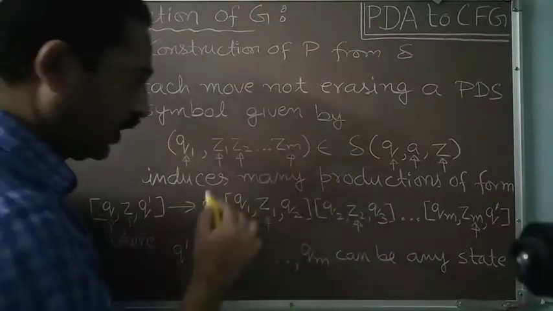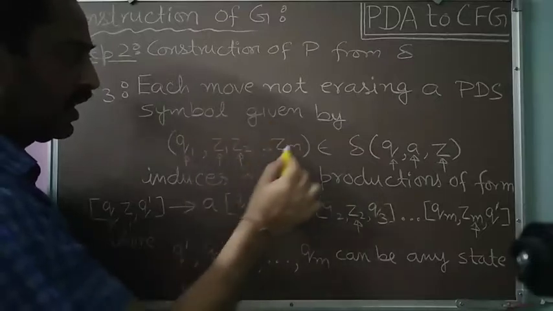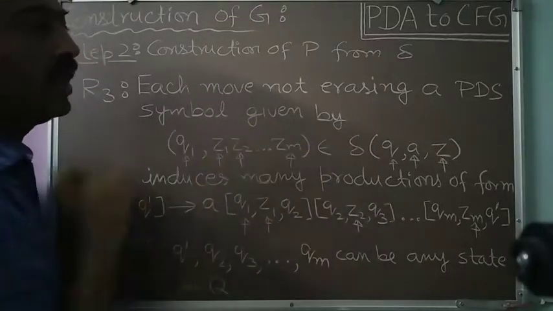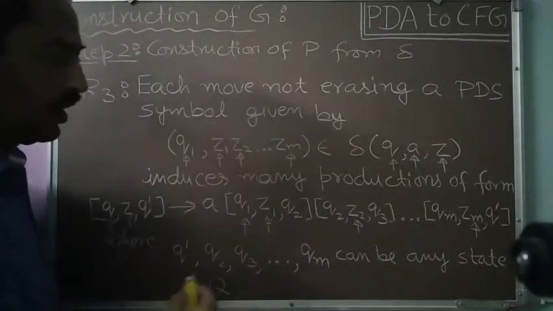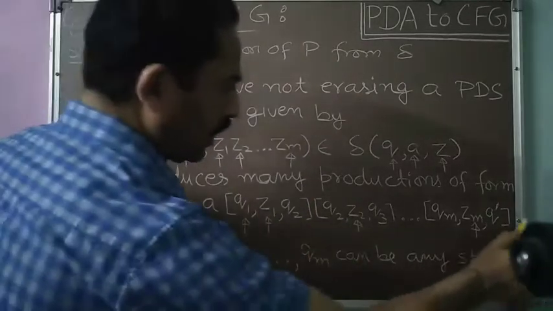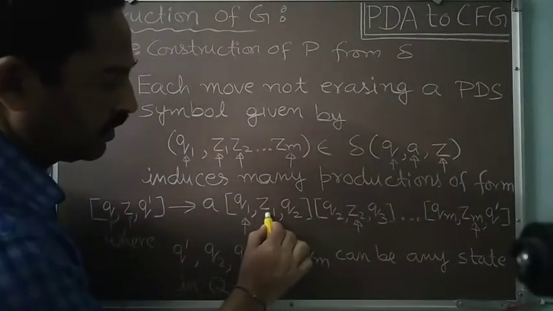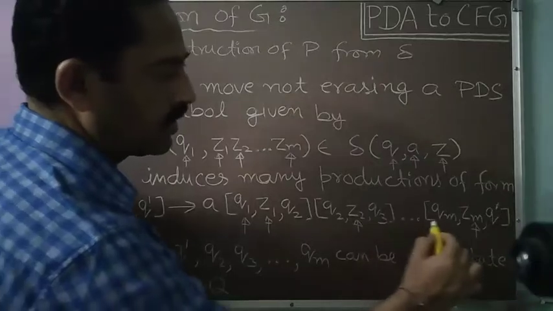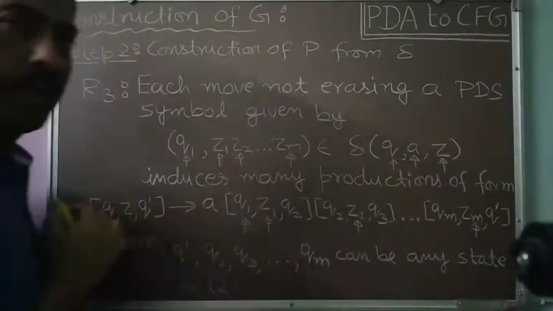So it will have an equal number of triples as the number of symbols we are pushing over the PDS. If we are pushing 3 symbols here, suppose Z1, Z2, Z3, then 3 triples will come, where in the first there will be Z1, in the second there will be Z2, and in the third there will be Z3. So an equal number of triples will come.